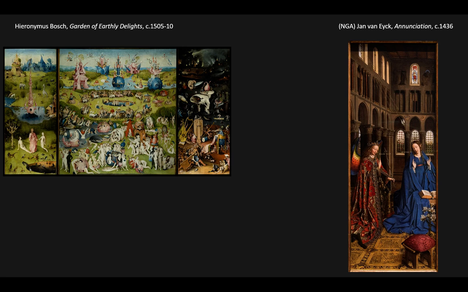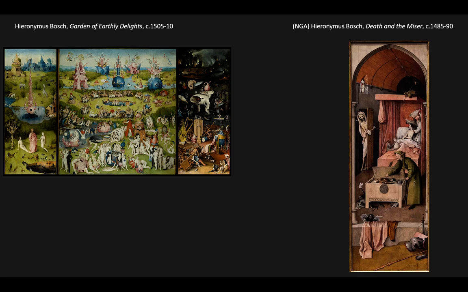With Jan van Eyck, the details are used to elaborate on traditional religious symbolism. But what we see in the 16th century is that details are used to enhance a particular moral allegory. It still has religious undertones, but it's not a traditional religious scene in the same way.